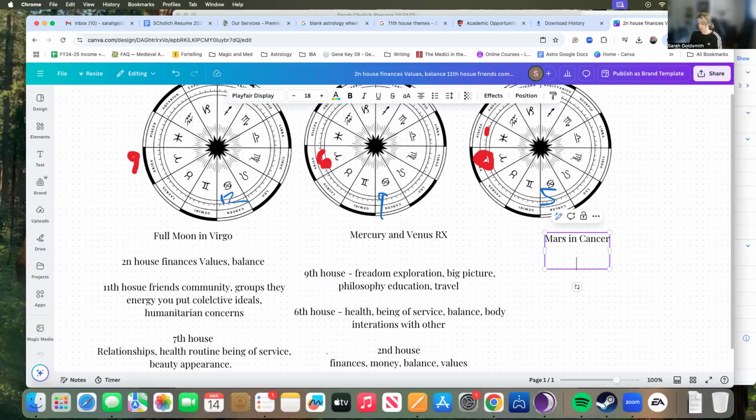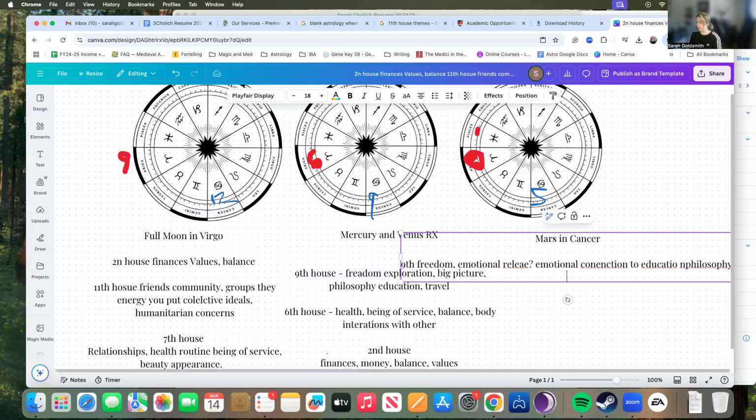So we got another ninth house through Cancer. This is again freedom, but there's more emotional to it. Freedom, emotional release, even emotional connection to education, philosophy, stuff like that.